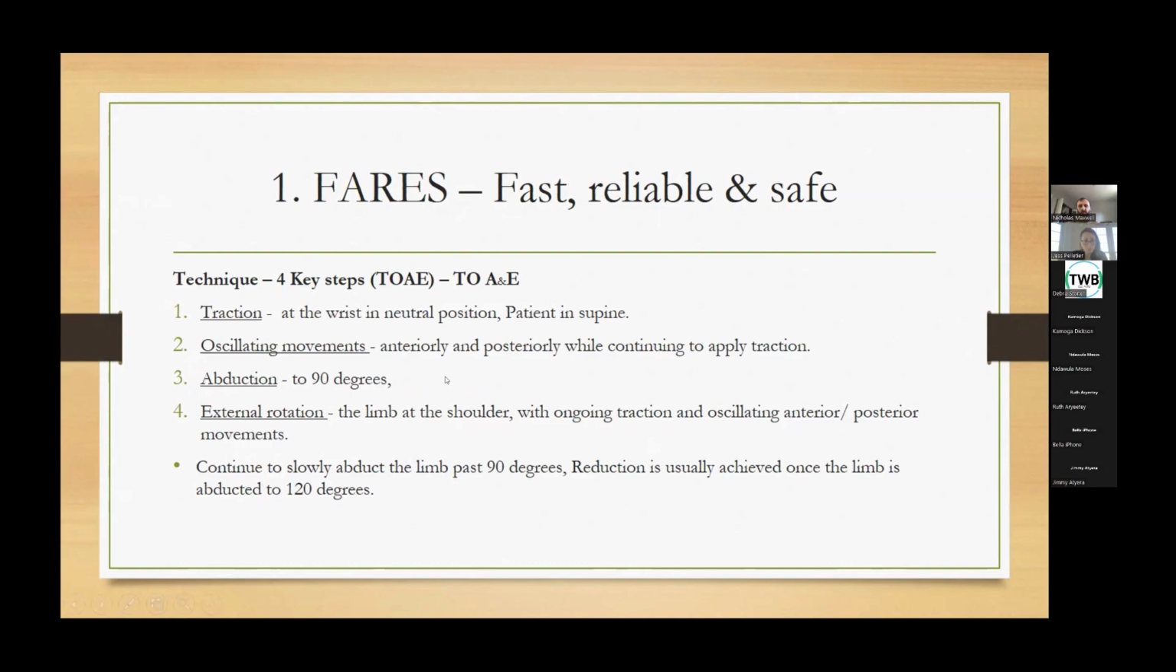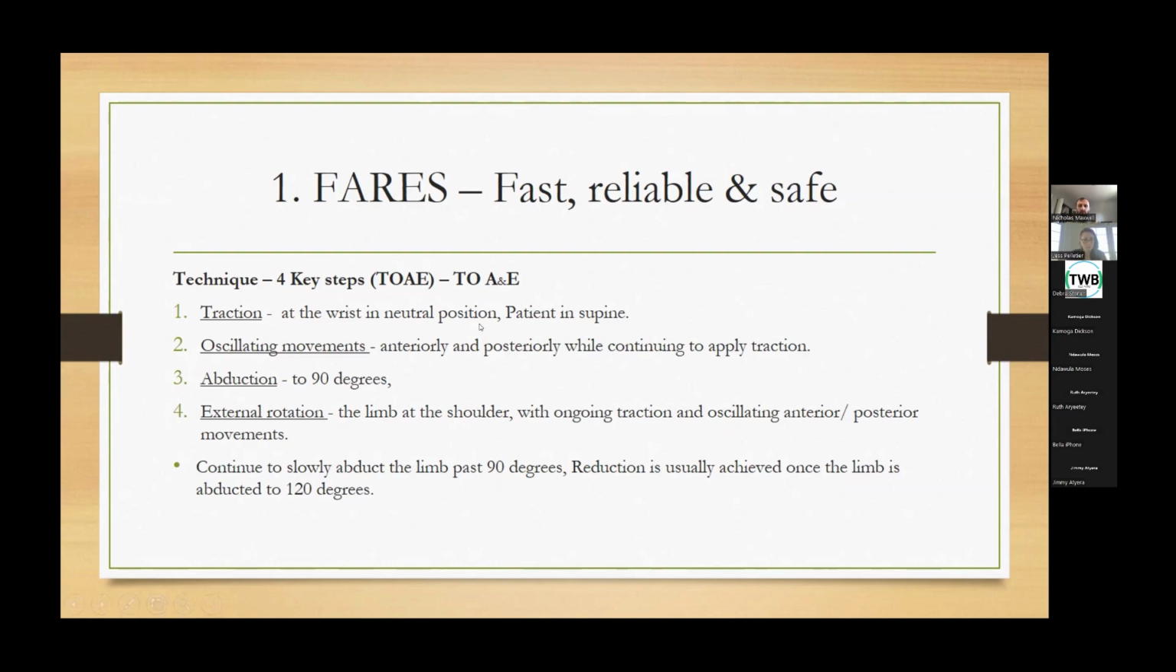Into the glenoid fossa. So first, like I said, there are over 30 techniques that are described for reducing shoulder dislocations. I'll just focus on this as my first approach because it's what most EDs use. It's really effective. It's reliable. It's safe. It can be implemented by just one clinician. It's called the FARES technique, and it draws its name from these three words: fast, reliable, and safe.